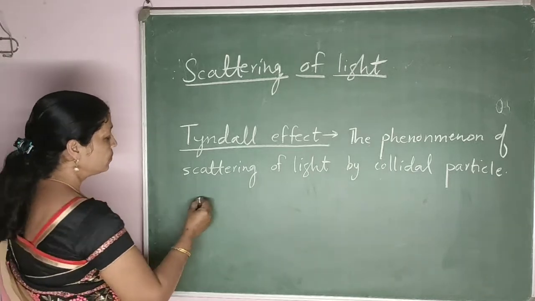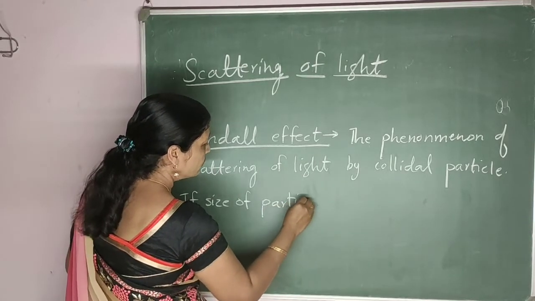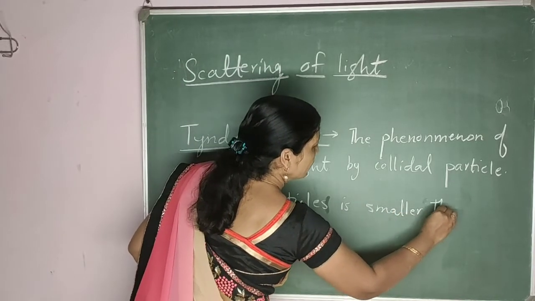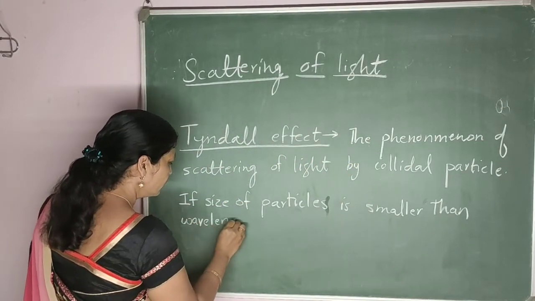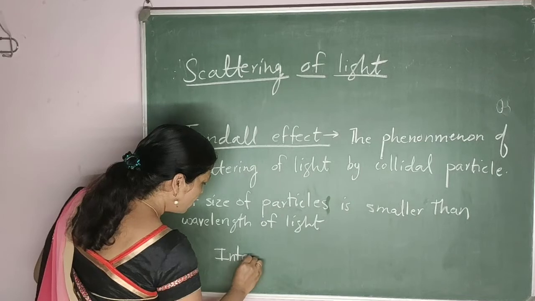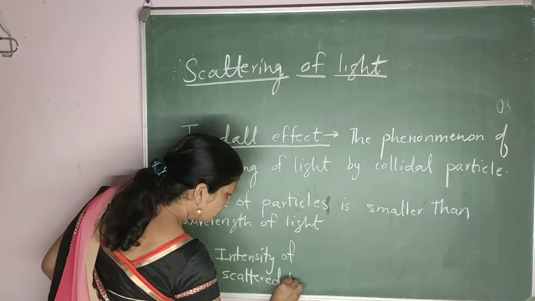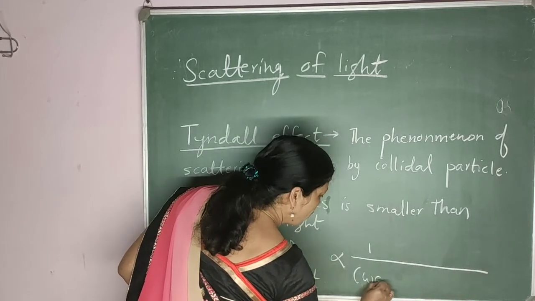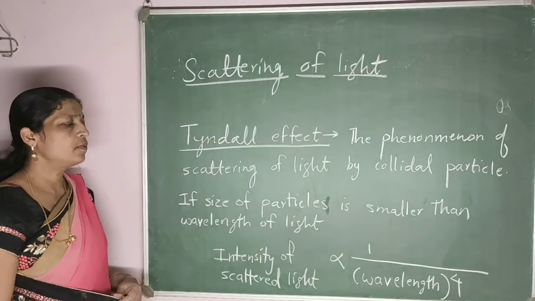When the size of particles is smaller than the wavelength of light, then the intensity of scattered light is inversely proportional to the fourth power of the wavelength of light.